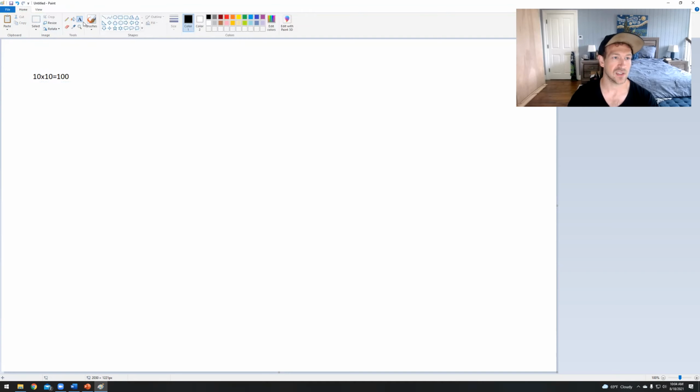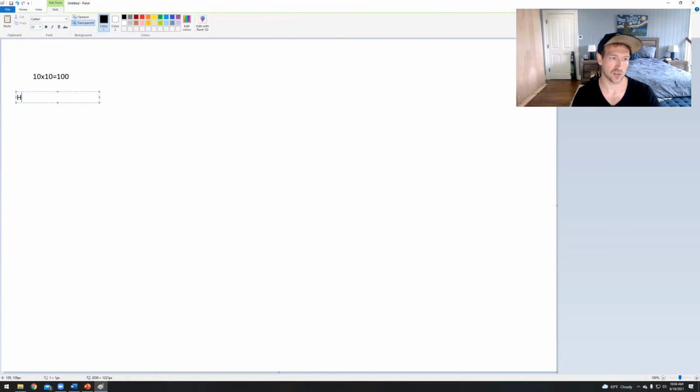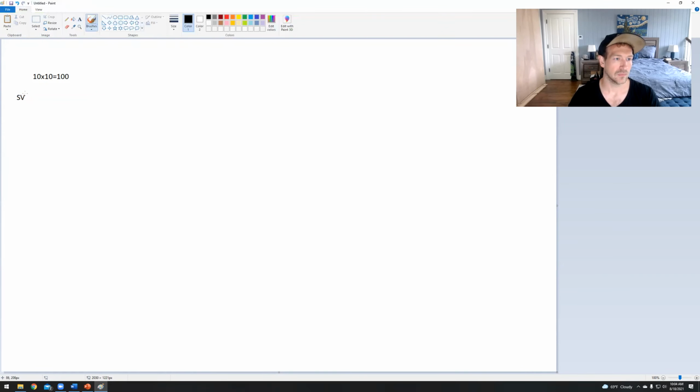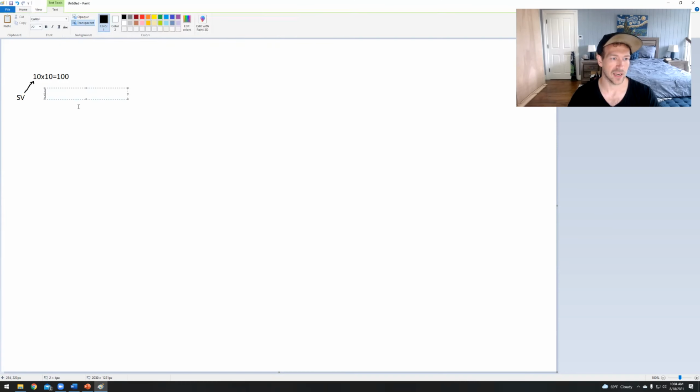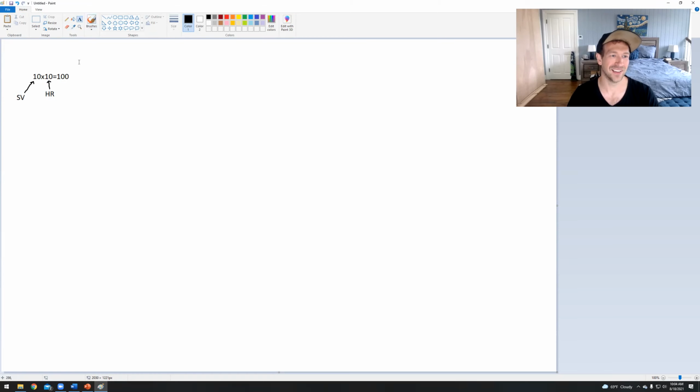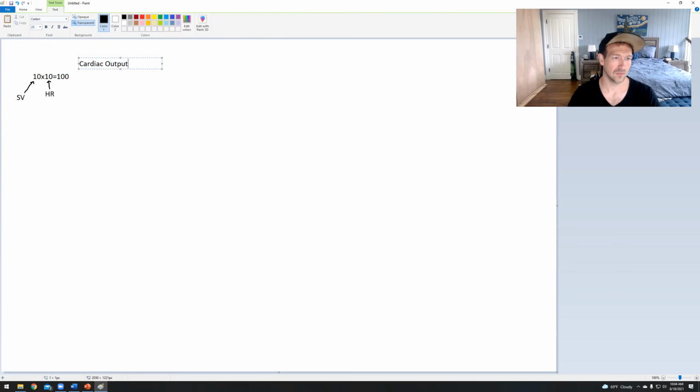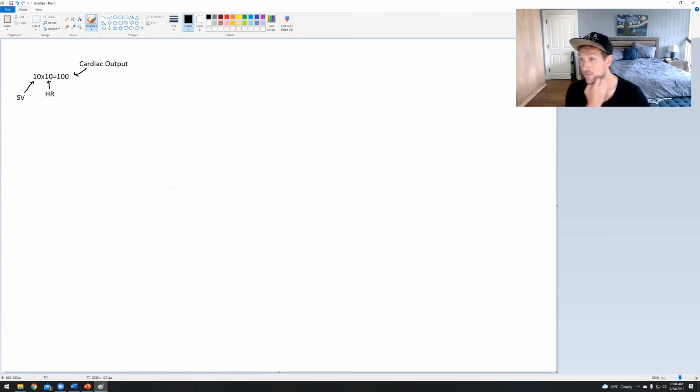So if this is representing your stroke volume, and this is representing your heart rate, this is your cardiac output. Okay, and that's not bad.